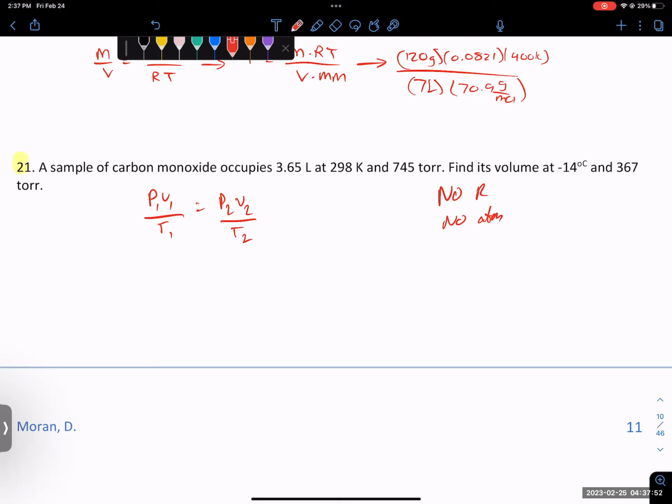Oh, yeah. Because there's no R, which one of the requirements for R is that your units have to be in liters, atmospheres, and Kelvin. In this case, R is not in there, so it doesn't matter. You can use whatever you please, as long as your units stay the same. So what we're gonna go ahead and do is, our P1 is gonna be 745 torr, V1, 3.65 liters.